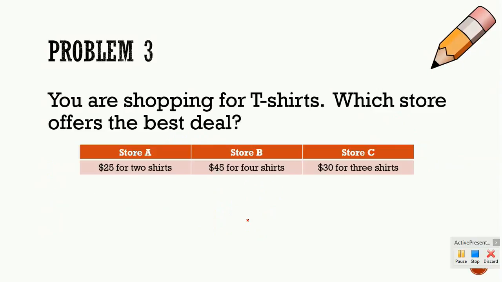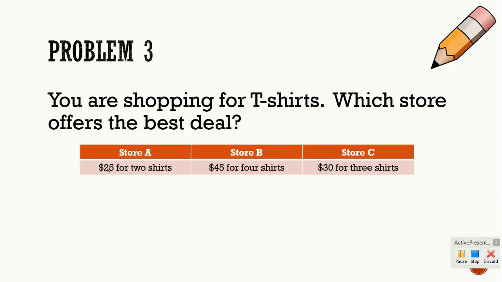Let's take a look at problem 3. This is dealing with rates and finding a unit rate. You are shopping for t-shirts. Which store offers the best deal? Now, your mom and parents probably do this a lot. They probably find the unit rate of something. That lets you know if you're getting the best deal. You're getting the best bang for your buck, let's say.